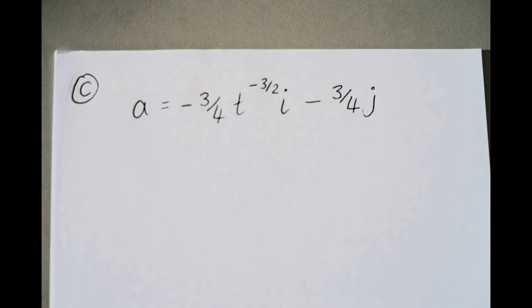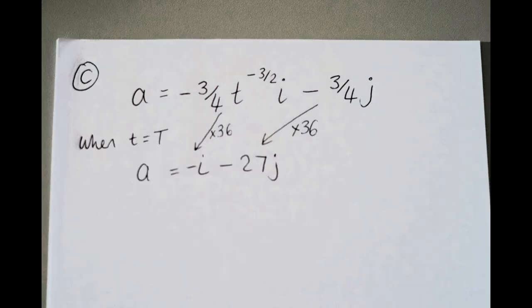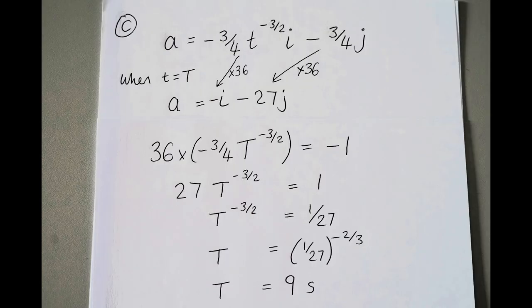And we know that when little t equals big T, the acceleration is minus i minus 27j. To get from the general equation to what we know the acceleration to be at big T, we see that we have to multiply minus 3/4 j by 36 to get the required minus 27j. So the same has to be done to the i term. So this, working it through, makes it 9 seconds.